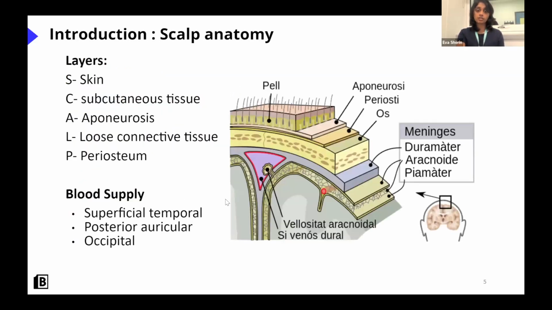So diving into the anatomy, we're going to start with the anatomy of the scalp. The word in itself stands for skin, subcutaneous tissue, aponeurosis, loose connective tissue, and periosteum. We're not going to go into the details of the scalp because most scalp injuries, if it's like a laceration, we suture it up. If it's like a blunt force hematoma or something, usually it's just followed on conservative management because they resolve on their own. The blood supply, of course, is by the superficial temporal artery, the posterior auricular, and the occipital, all are branches of your external carotid artery.